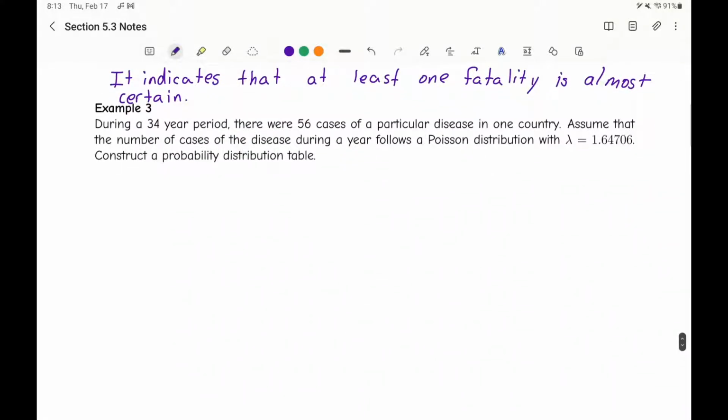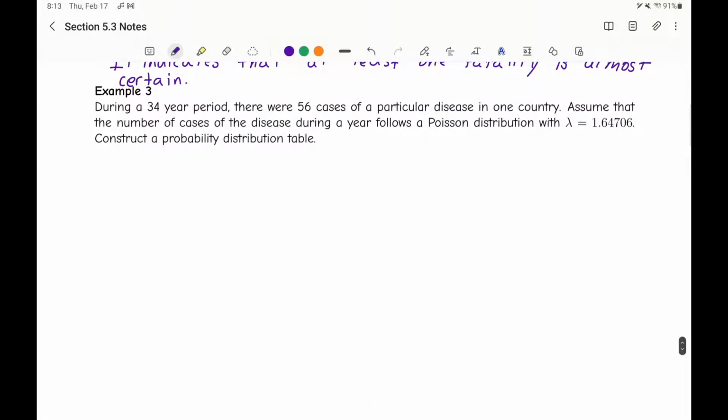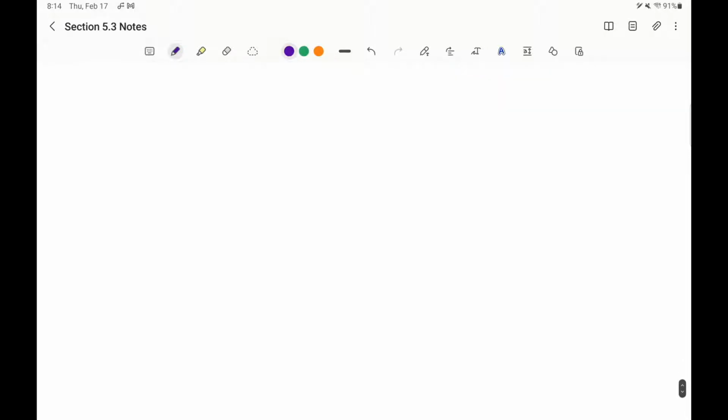And then the last example for these notes, example 3, is during a 34 period, there were 56 cases of a particular disease in one country. Assume that the number of cases of the disease during a year follows a Poisson distribution, so it's just telling us it's Poisson, with lambda equal to 1.64706. So since the problem gave us 5 decimal places, you should keep all 5.